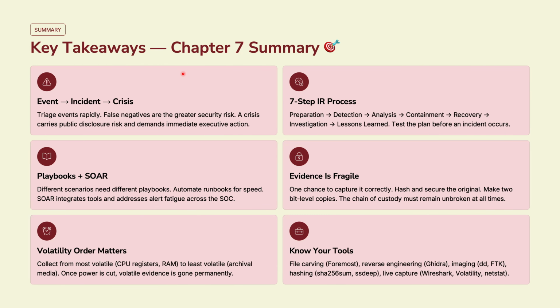Now, what are the takeaways from this chapter? We talked about a lot of things. We talked about event to incident to crisis. We talked about the 7-step IR process. We discussed the playbooks plus SOAR. We understand that evidence is fragile, so you have one chance to capture it correctly. Hash and secure the original. Make two bit-level copies, and you must understand the chain of custody, that it must remain unbroken at all times.